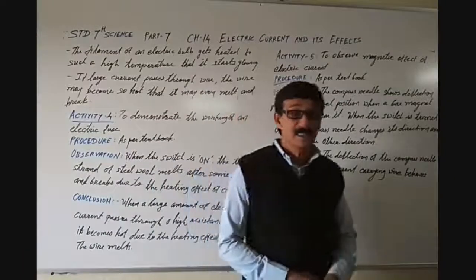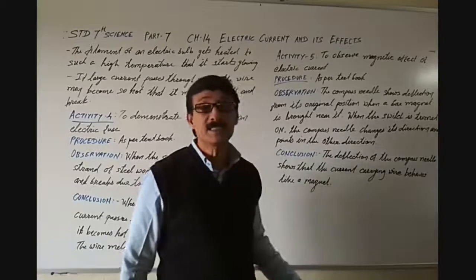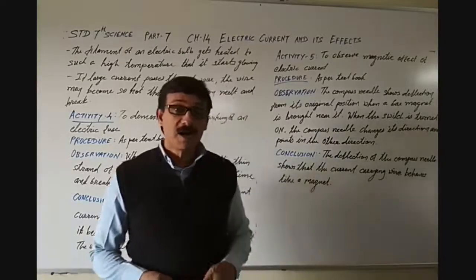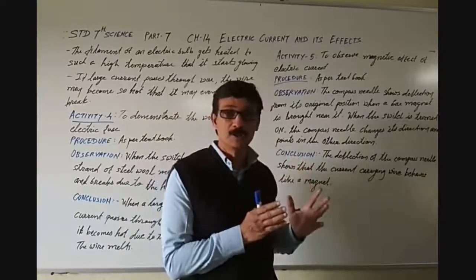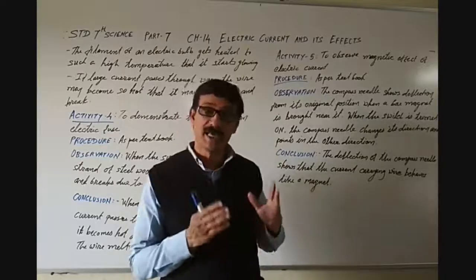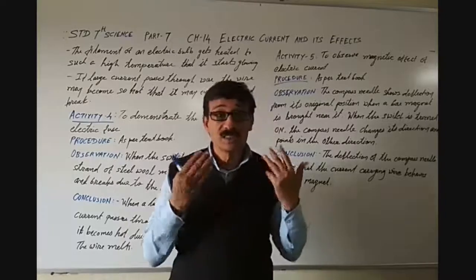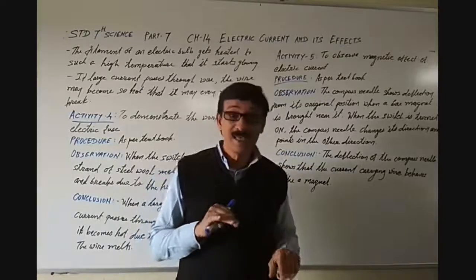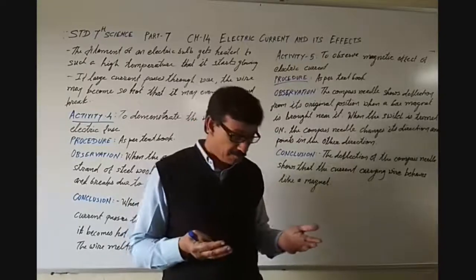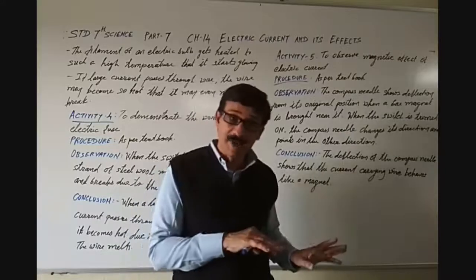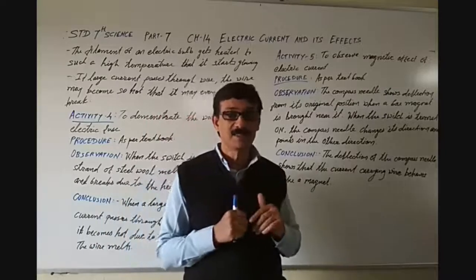Hello students, this is the seventh part of the 14th chapter, Electric Current and Its Effects. In the last part we discussed the fuse and the types of materials used in a fuse, so that we can use that fuse as a safety device. Why? Because if the current exceeds its safe limit, then what happens? The wire used in the fuse will blow off and the circuit will break, and hence we can say fuses are safety devices for us.